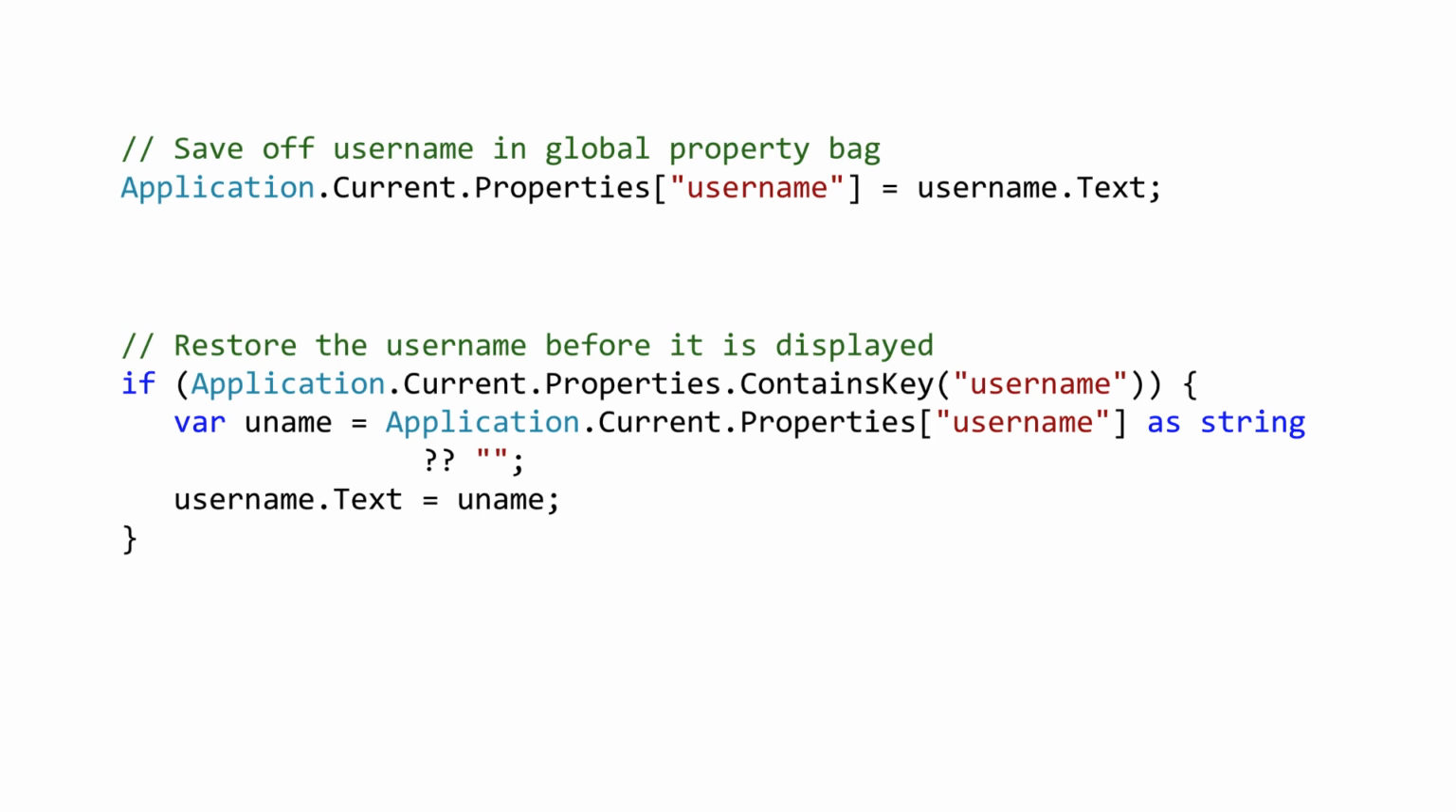The properties dictionary is saved to the device automatically, but the timing is controlled by Xamarin.Forms. If you want to force the dictionary to be saved to the device, for example, after important changes are made, you can call the SavePropertiesAsync method.